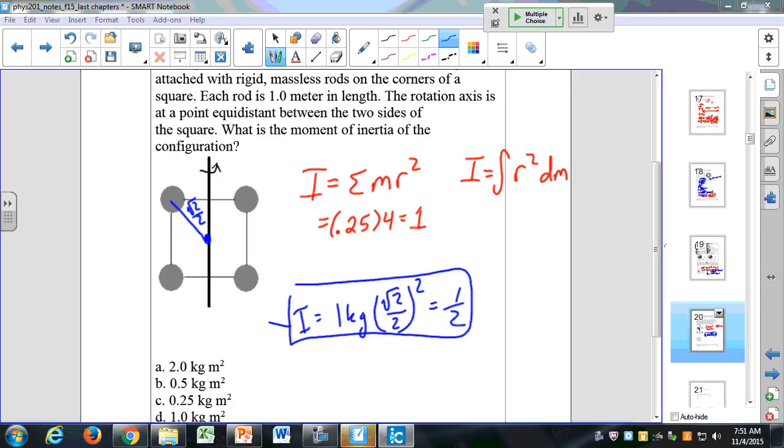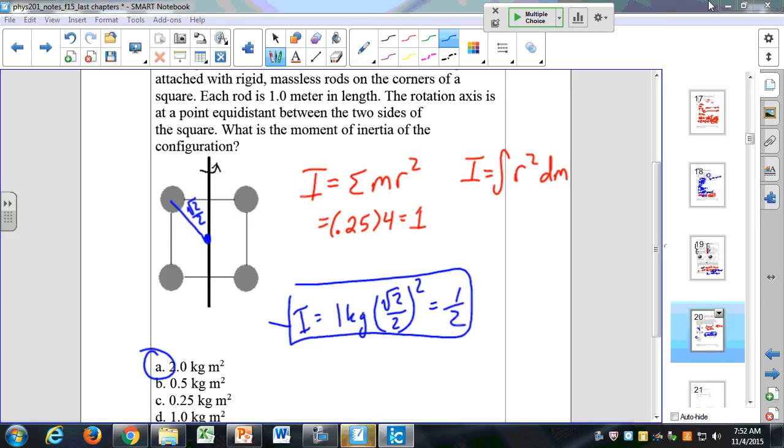What is the moment of inertia for this object? It's going to be the same. They're all equidistant from the axis of rotation, half and half. So the moment of inertia is the same for all four particles. The total moment of inertia will be 4 times a half, which is going to be A, 2 kilogram meters squared.